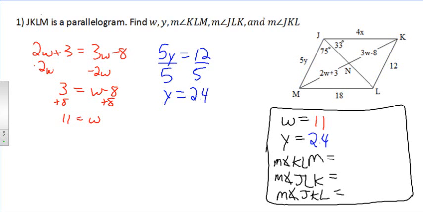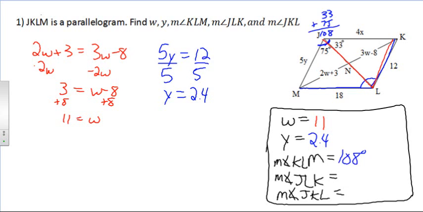Now we have some angles to find. The measure of angle KLM. If I look for that, KLM is really this entire angle here, K to L, all the way over to M. Well, another theorem, if you remember back, opposite angles are congruent on a parallelogram. So I know that that angle is congruent to KJM, the one up here. So when I add the 33 and the 75 together, I wind up getting 108. So if angle KJM is 108, angle KLM is 108 as well.